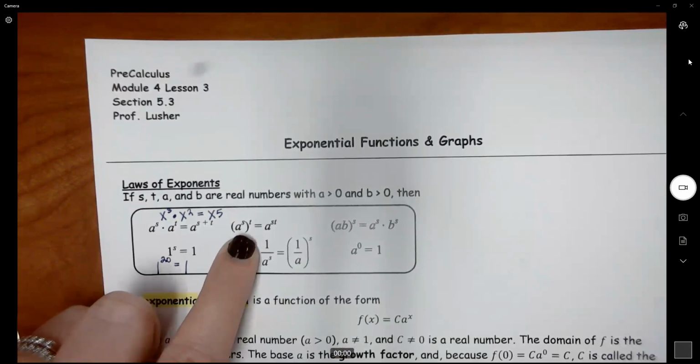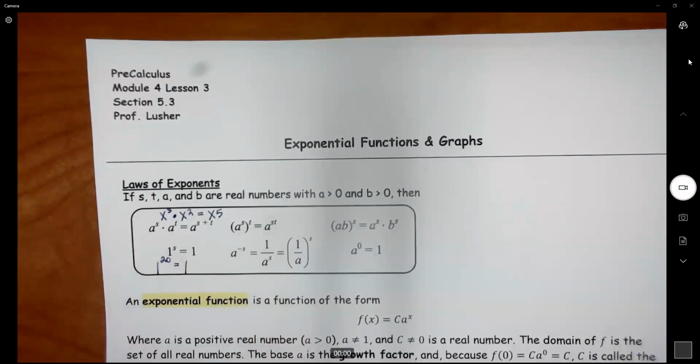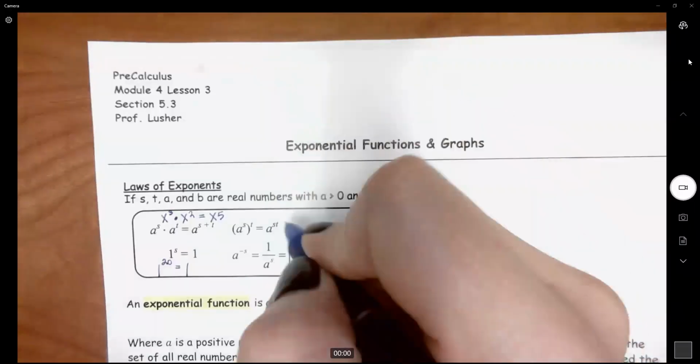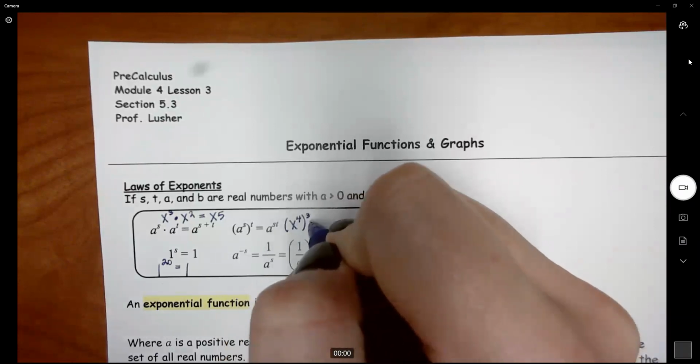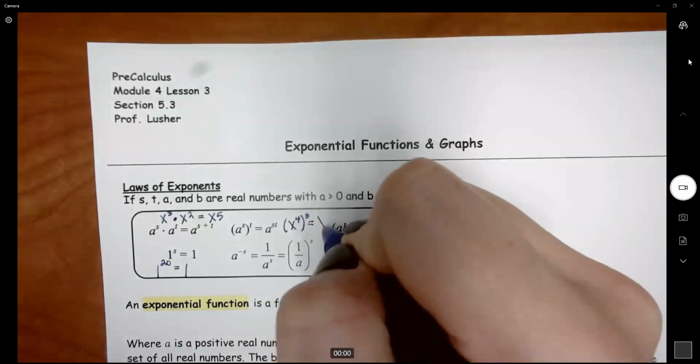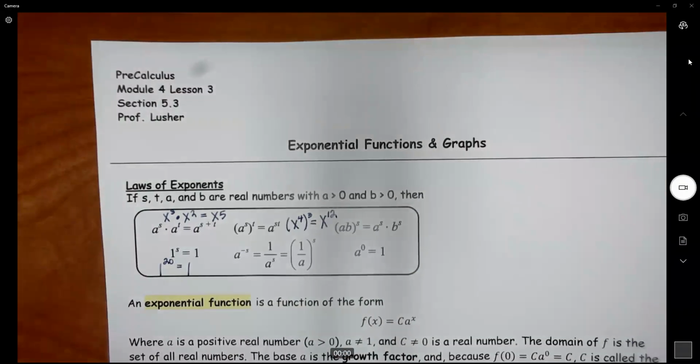If you have a to the s power, and then all of that is to the t power, then you multiply those two powers together. So if we have x to the 4th all cubed, this would become x to the 12th.